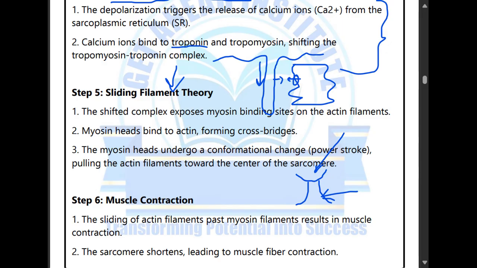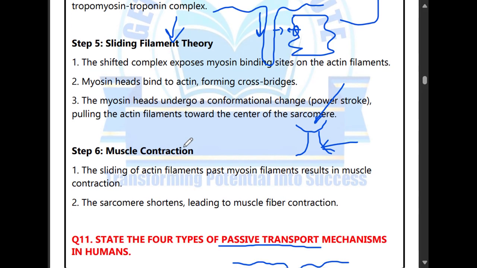Are we together? That is what I'm trying to explain. That is here. Are we together on step 5? Then on step 6, we have now muscle contraction. So you find that the sliding of actin filaments past myosin filaments results in muscle contraction. So what happens is that the sarcomere will shorten, leading to muscle fiber contraction.